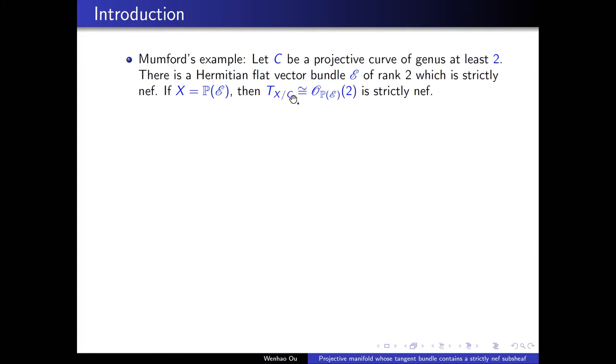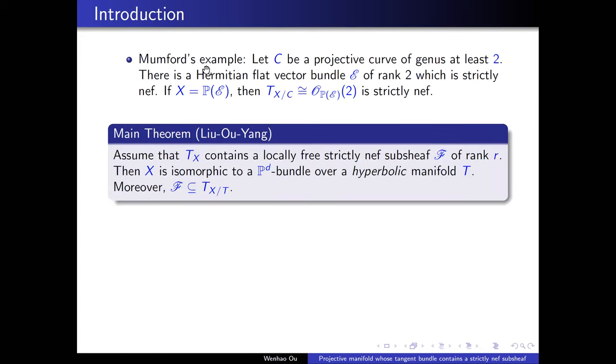And so T_{X/C} is a subbundle of the tangent bundle of X. This is an example of a strictly nef subsheaf, even a subbundle, in the tangent bundle of X, but X is not the projective space. So this example has been known for a very long time. It is Mumford's example. And the topic we are going to talk about is the classification of projective manifolds whose tangent bundle contains a strictly nef subsheaf. We prove the following theorem.